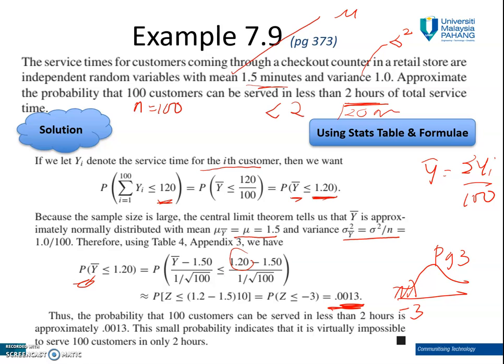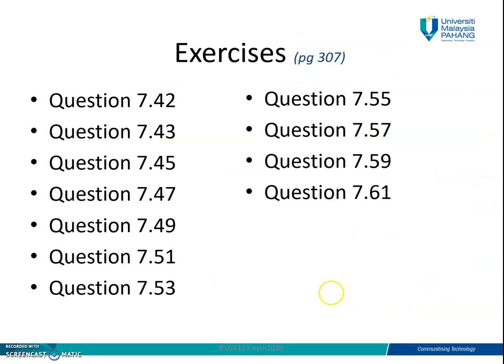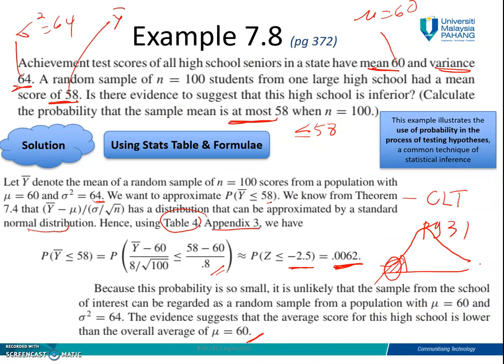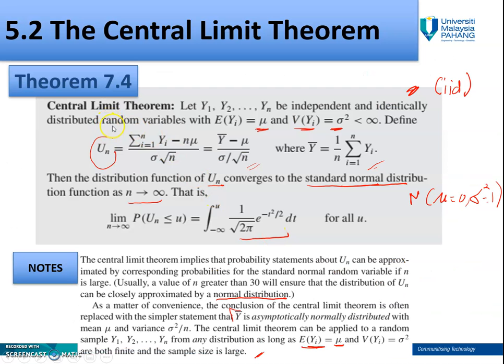So that's the application of using the central limit theorem. You can try the exercises 7.42 until 7.61, but these are very easy. It's the application of the central limit theorem to find probabilities. But the most important thing here is theorem 7.4. You must understand the central limit theorem, which is theorem 7.4. It comes from the standard normal, where your mu is equal to 0 and your variance equal to 1.